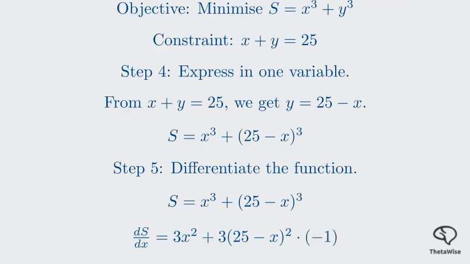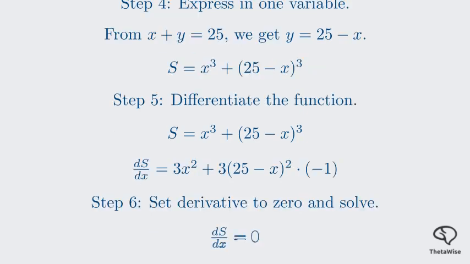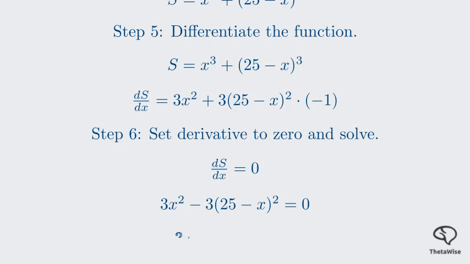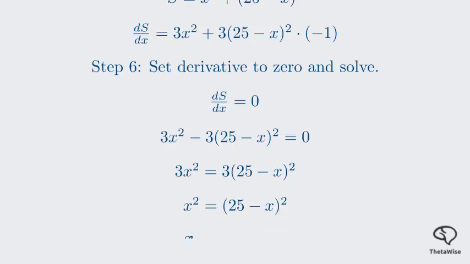Now we differentiate. Using the power rule and chain rule, the derivative ds/dx is 3x squared minus 3 times the quantity 25 minus x squared. To find the minimum, we set this derivative to 0. This gives us 3x squared minus 3 times the quantity 25 minus x squared equals 0. We can divide by 3 and rearrange to find that x squared equals 25 minus x squared.